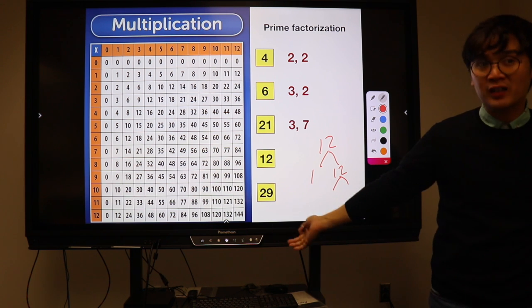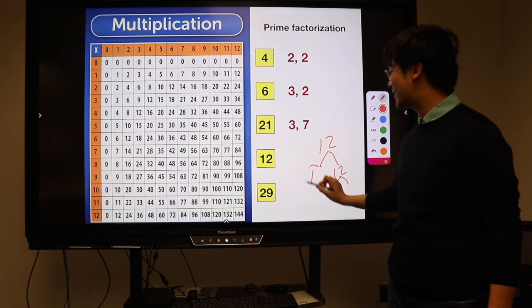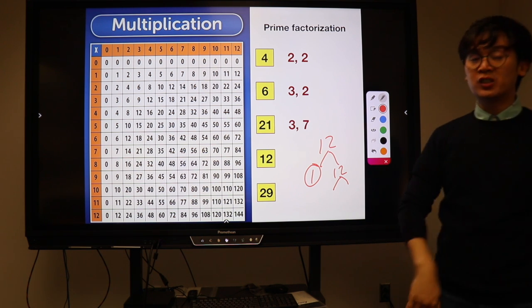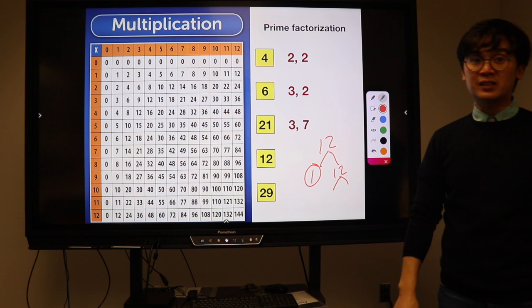But 1 is 1 and 1, so we can still break it apart. But 1 is not a prime number nor a composite, because it's just 1. It's a special case. But 12, we can still break it apart.